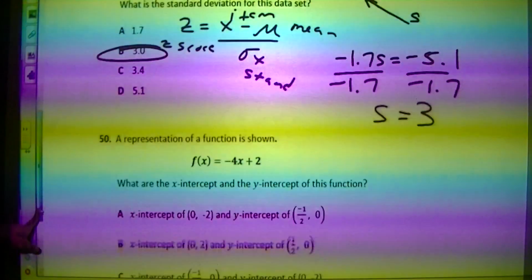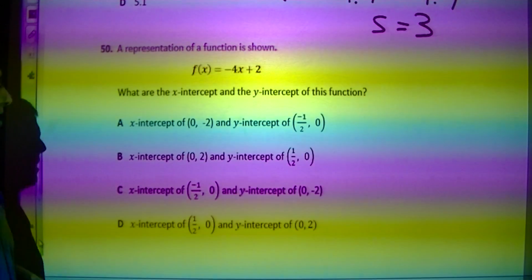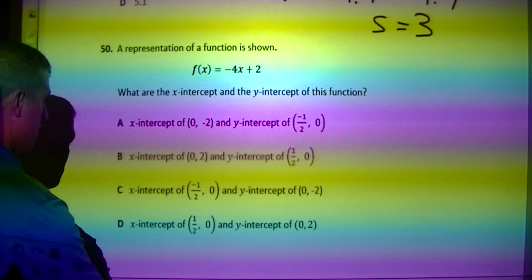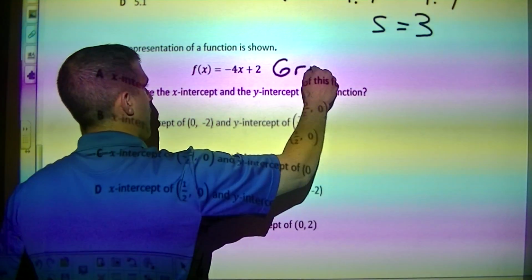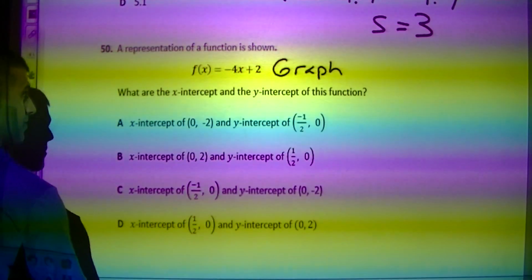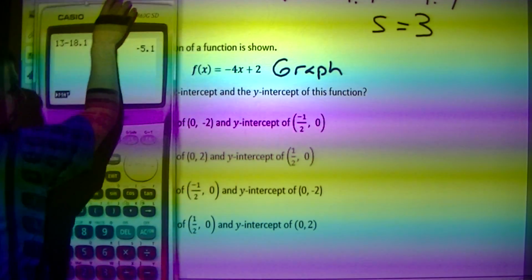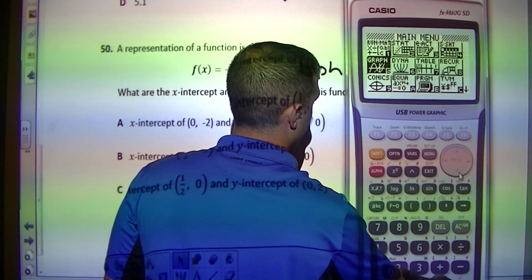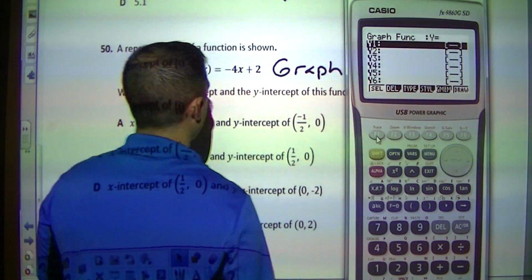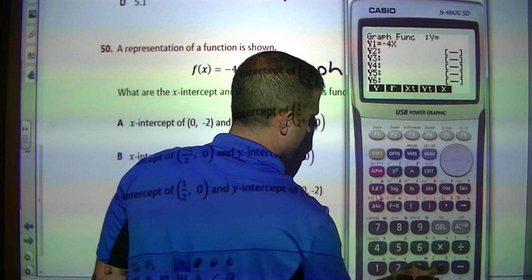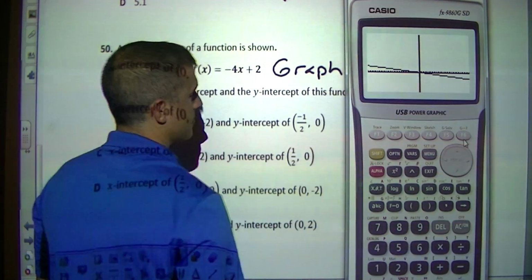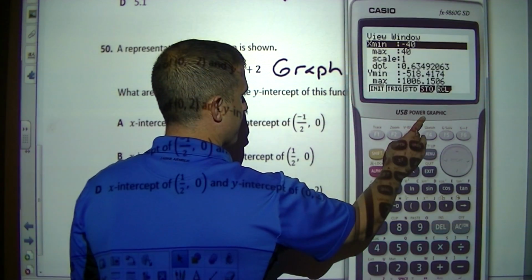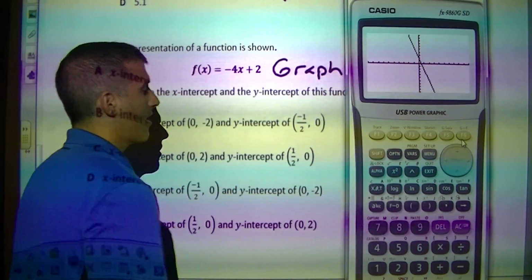And the last problem here, what are the x and y intercepts of this function? So what we're going to do is graph. We're going to go to graph. We're going to graph that. So I go to menu. I go to graph. I'm going to delete that. I type in negative 4x plus 2. Draw. I'm going to fix my graph. F3, F3, exit, draw.